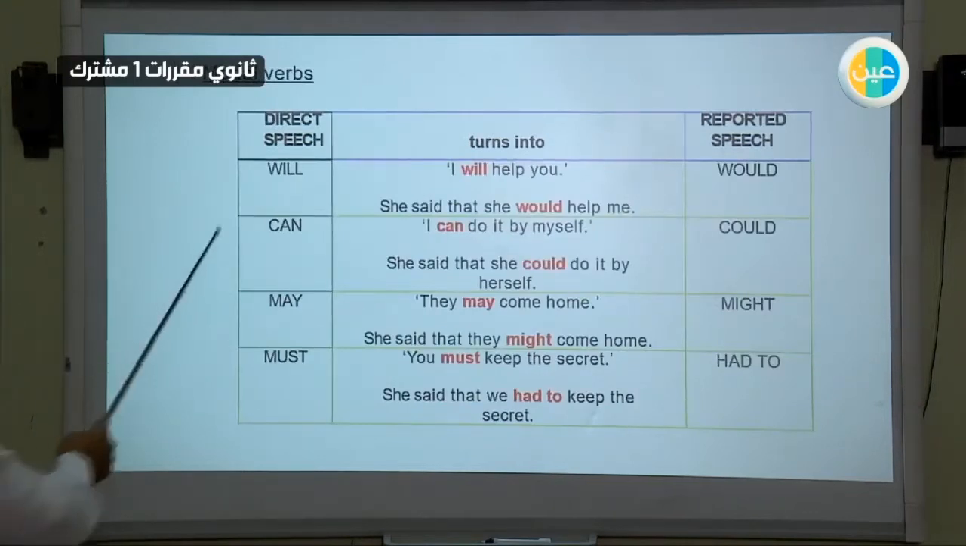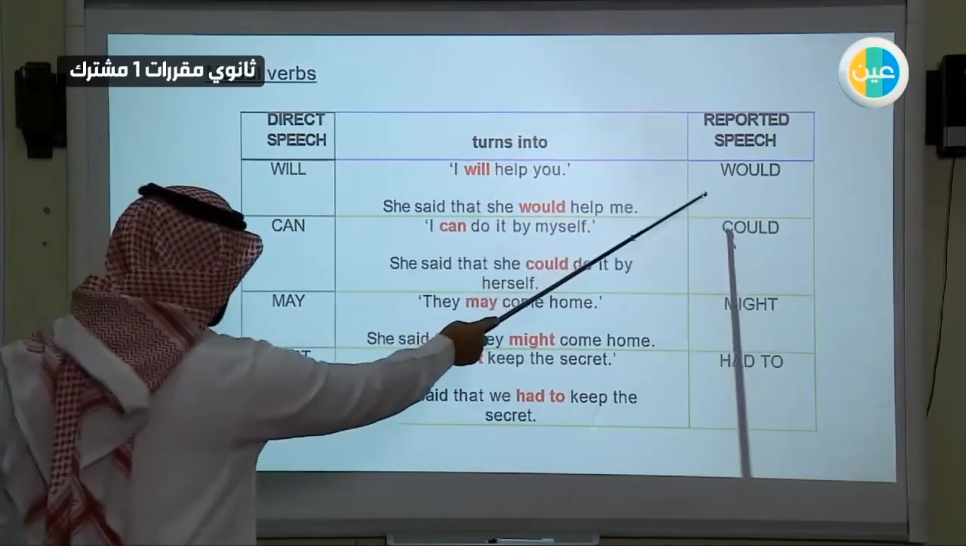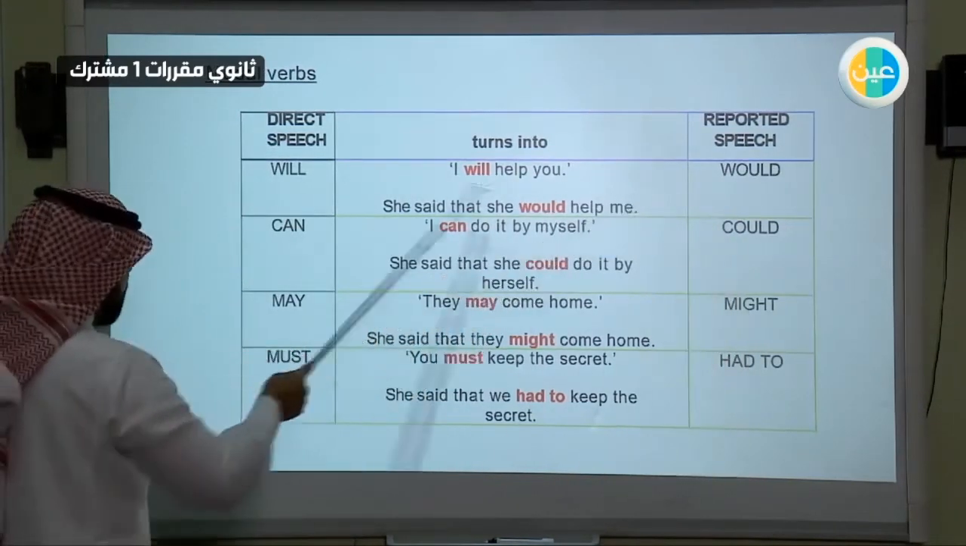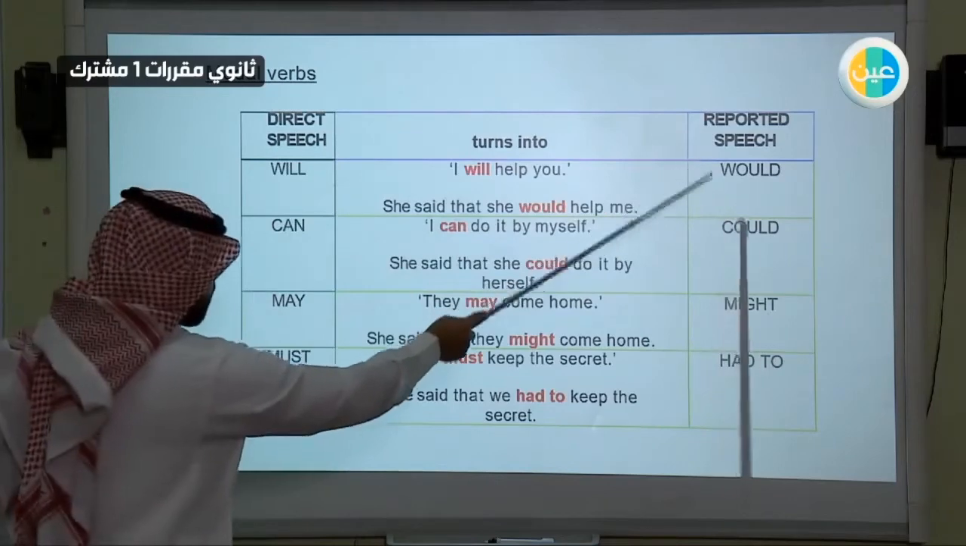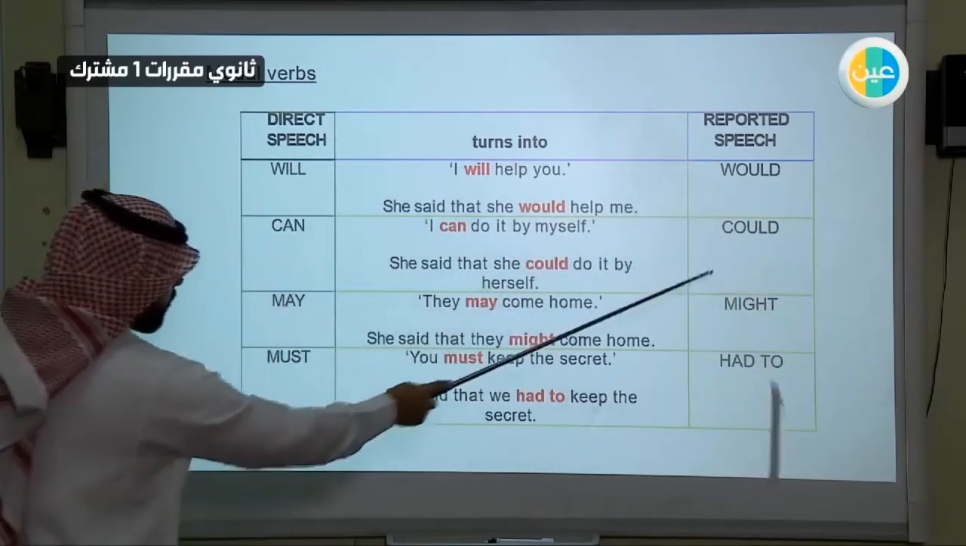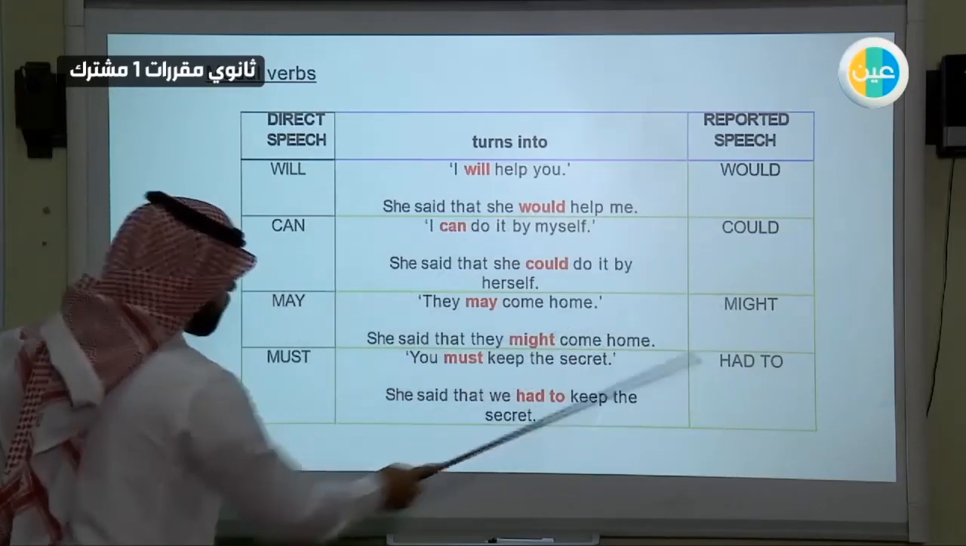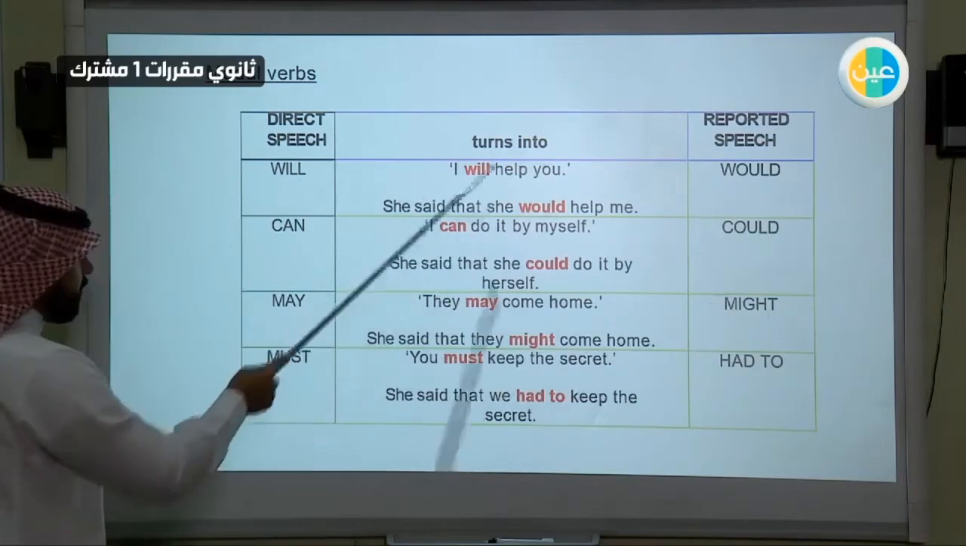For the modal verbs, we have will, can, may, and must. And you can see here how they become in reported speech. Will becomes would, can becomes could, may becomes might, must becomes had to. And these are examples.